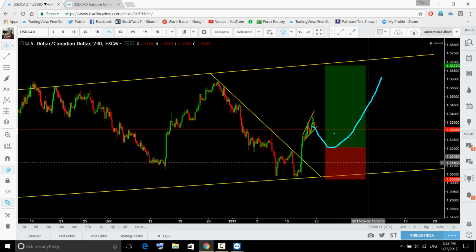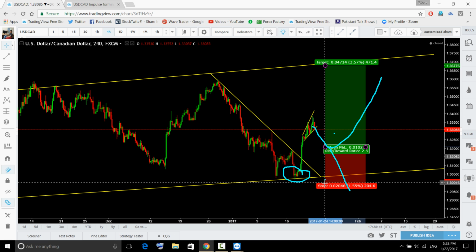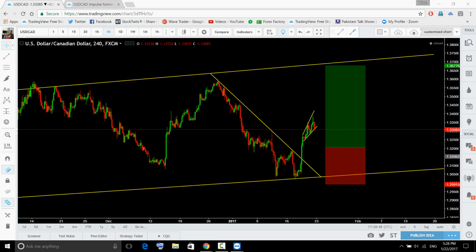Okay, if price stops you out, then it means it is going to change the bigger structure, the weekly structure, and the impulse is going to be invalidated. All right, so try to buy as low as you can, somewhere higher.